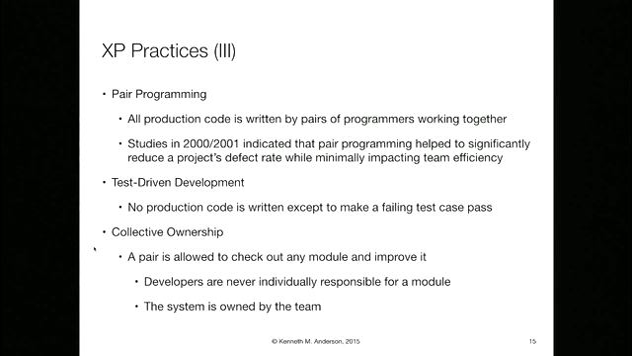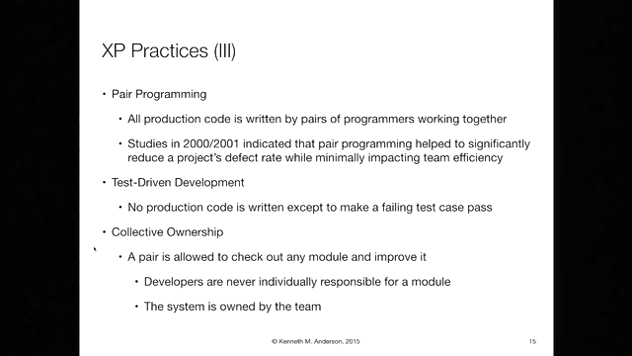Collective ownership is that a pair of programmers are allowed to check out any module and improve it. There's no such thing as, don't touch this particular file, that's Ken's file. He gets really testy about it. Do not touch that file, right? None of that's allowed. And if you have a hard time working in that, then agile life cycles are not for you. You should go to a traditional software development company.